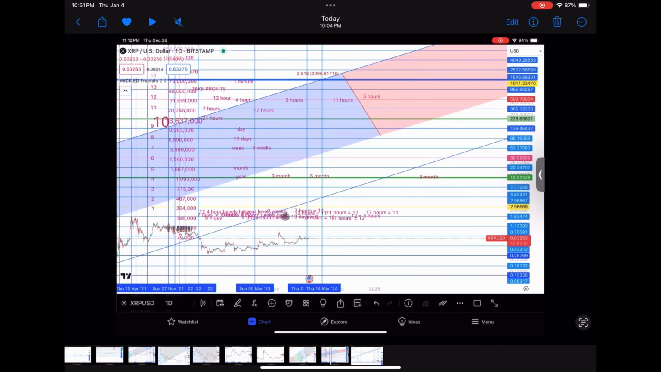So this is just a very small, condensed view into what I see and how I'm measuring this volatility to get up into these price levels and why I'm holding XRP as an asset.